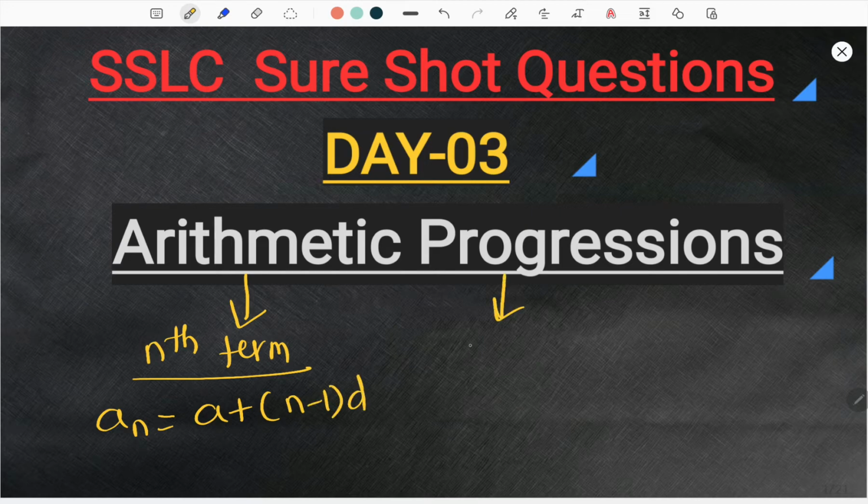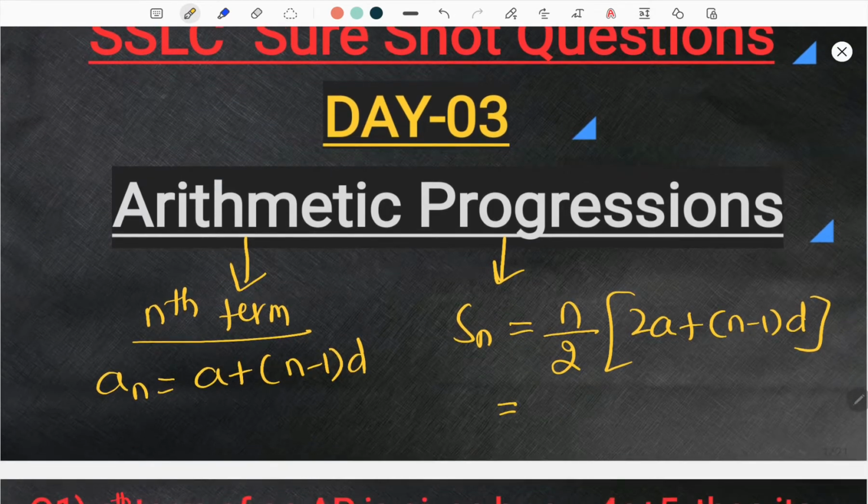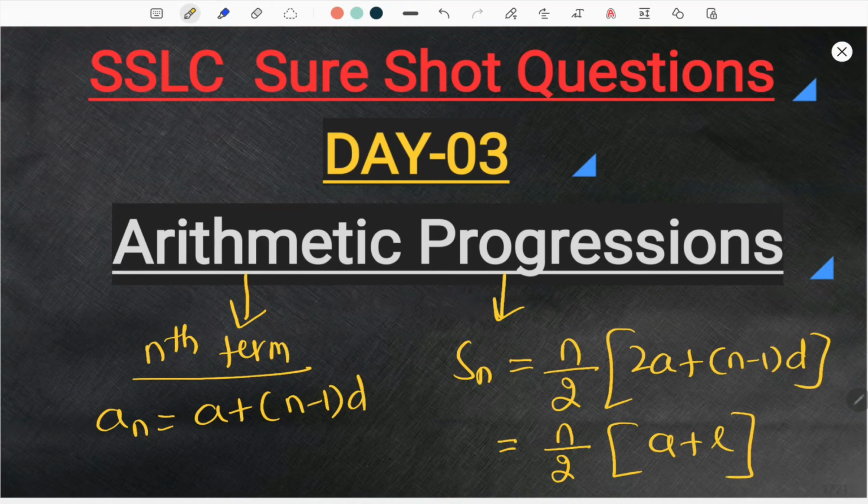And the second formula is the sum of n terms, that is n by 2 bracket 2a plus n minus 1 into d. Similarly, this formula can also be written as n by 2 bracket a plus l, where l is the last term. Already you must be having an idea about this formula. That's why you are here for the board exam preparation of day 3.